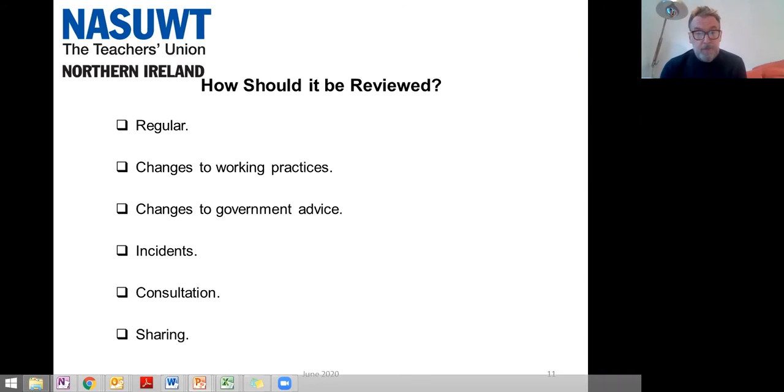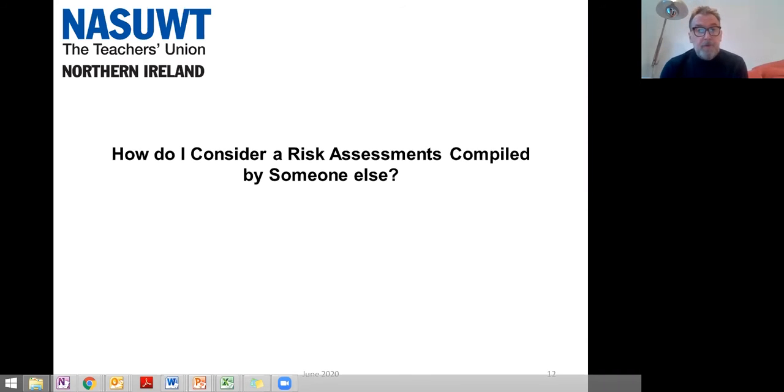Okay, next slide, please. So how do I consider a risk assessment compiled by someone else? In this section, we'll look at how to consider risk assessments that have been compiled by someone else. If the employer has put out the risk assessment for general consultation, then anyone can comment on it. If the employer is only consulting with the health and safety reps, which is perfectly permissible, this should only occur when the rep has received NASUWT training. Otherwise, they should decline and insist the assessment is put out to general consultation.